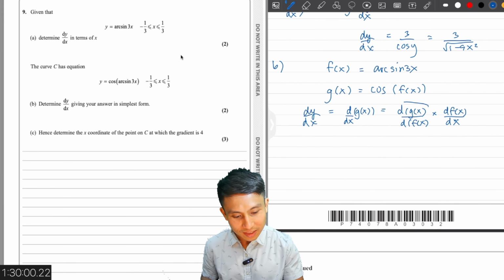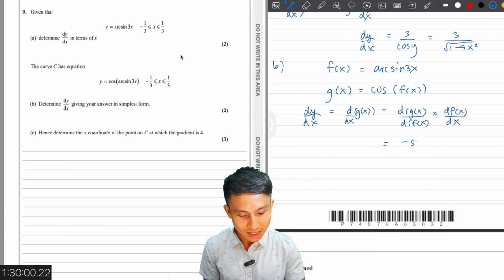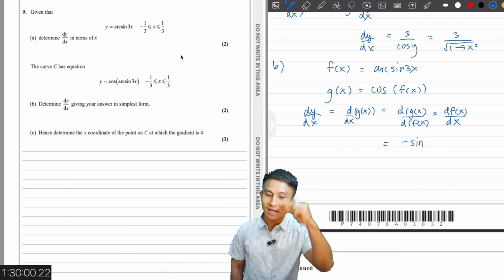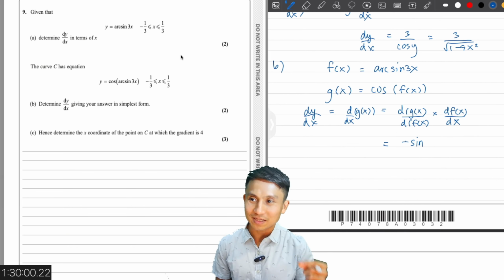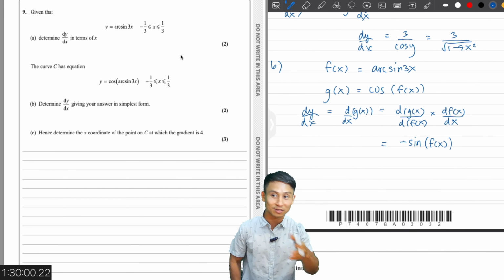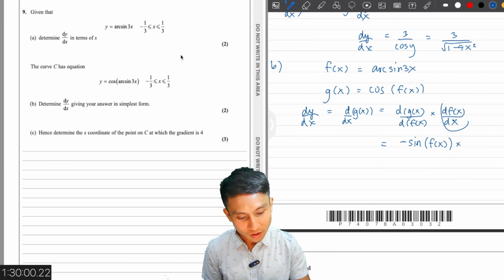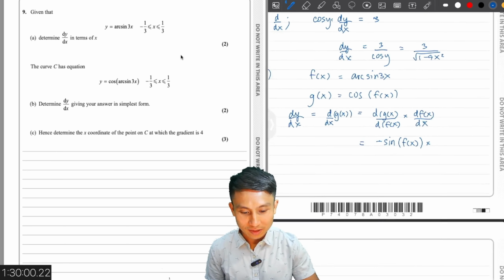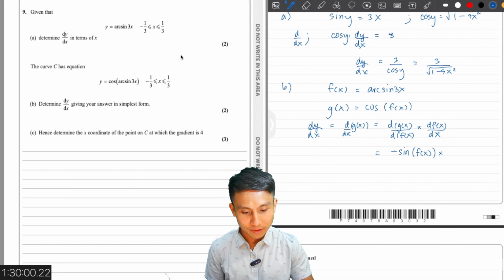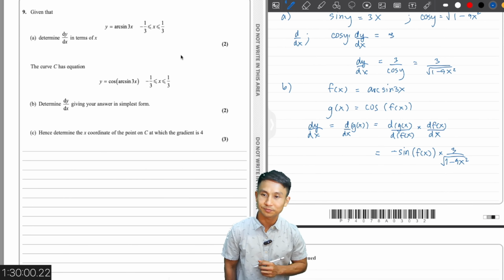So when you differentiate dg(x) by df here, it's basically going to be just a minus sign, and then it's chain rule here. So minus sign, and then you have f(x) inside here, because you are differentiating with respect to f(x). So that should be what you get and nothing else on the left one. And then because we already have df(x) by dx, which is the first part, which is 3 over the square root of 1 minus 9x squared there.